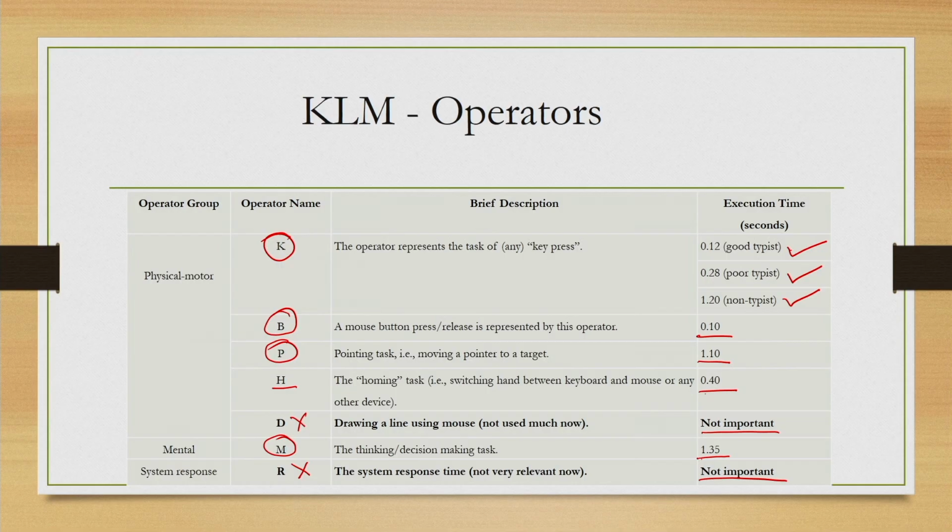Among these 7, 2 operators are not used, so the values are assigned to the remaining 5 operators. So, whenever we create a model, we will use these values to compute the overall execution time. So, we got the idea of operators, we got the idea of their values. Now, the thing is we need to understand how to create a model, how to come up with a keystroke level model for an interactive task.